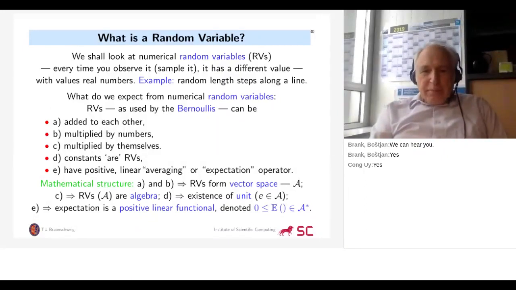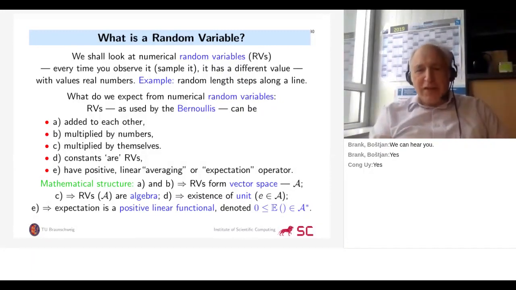And now D here, the constants, they will turn out to mean there is a unit in the algebra, something we can multiply with and it doesn't change anything. And E means that the expectation is a positive linear function. So it's something from the dual space of A, of the vector space A. This is the dual space function of that space. So that's the mathematical translation of what they did.